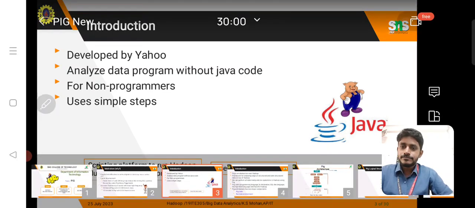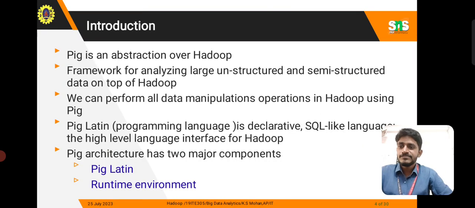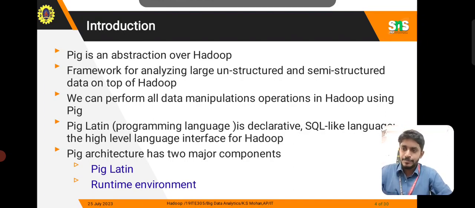Next, Pig is an abstraction over Hadoop. It is a framework for analyzing large unstructured and semi-structured data on Hadoop. It is mainly for analyzing structured, unstructured and semi-structured data on top of Hadoop. In the lecture series we have already seen the Hadoop ecosystem and given a brief explanation about Hadoop in the previous videos. Continuing from that, with Pig we can perform all kinds of data manipulation operations in Hadoop.